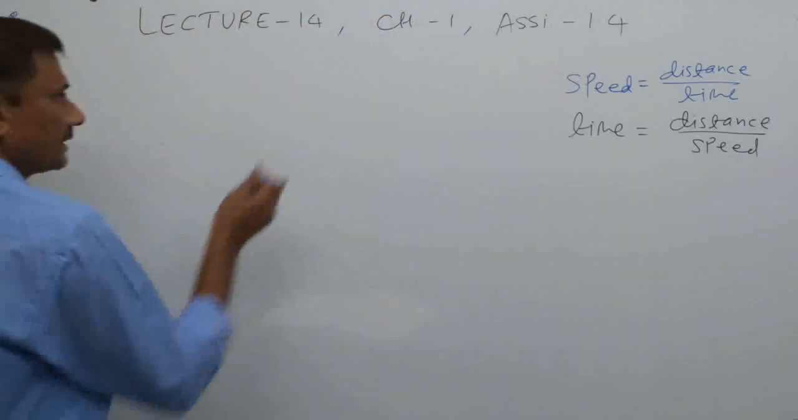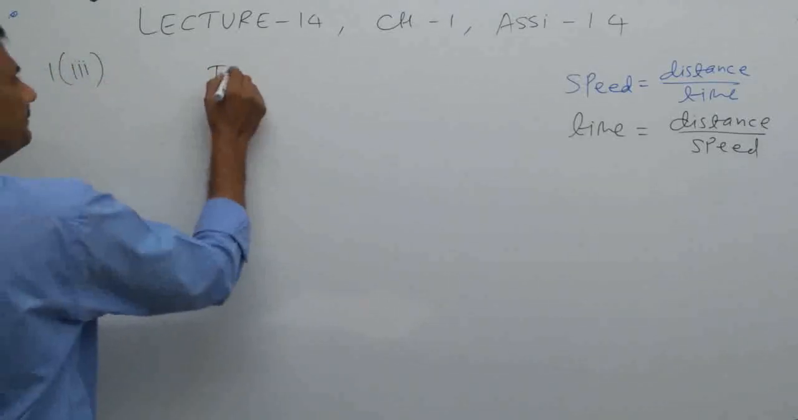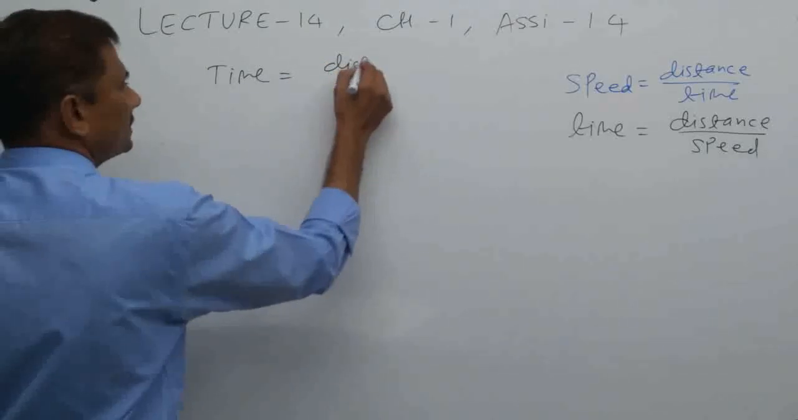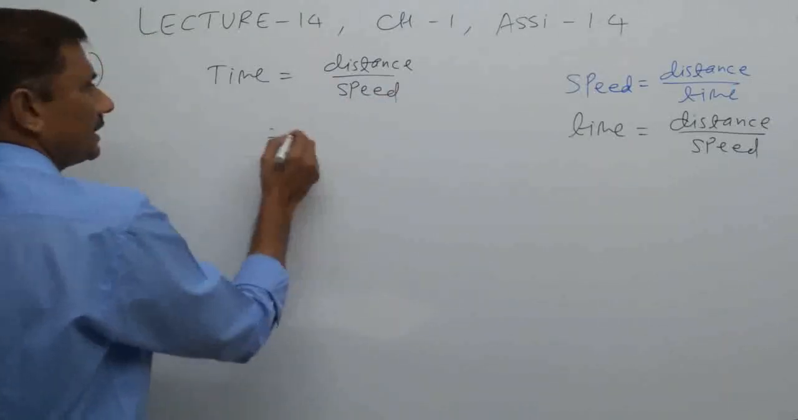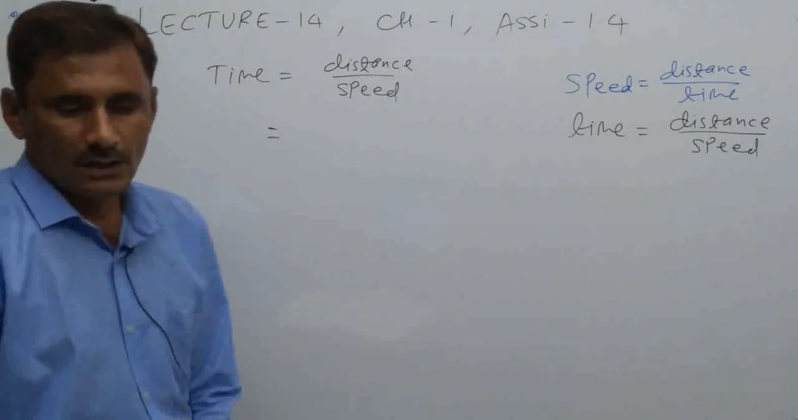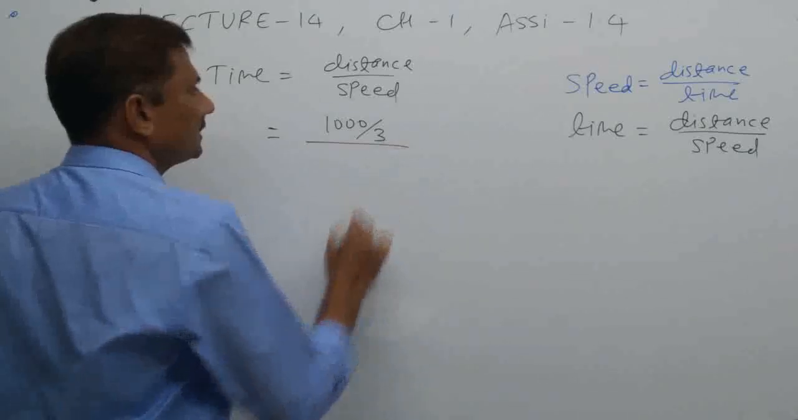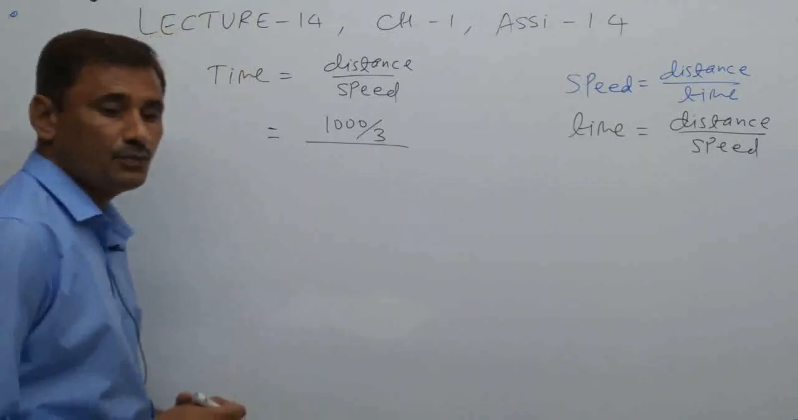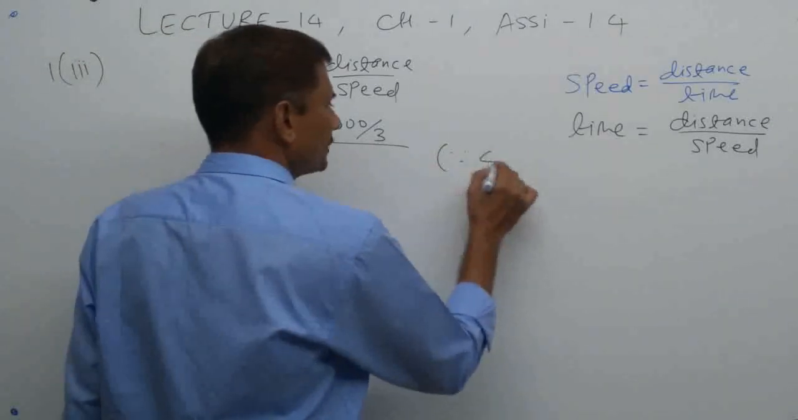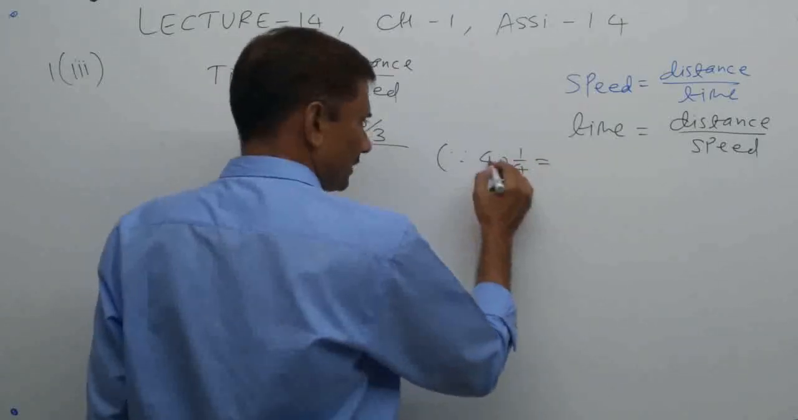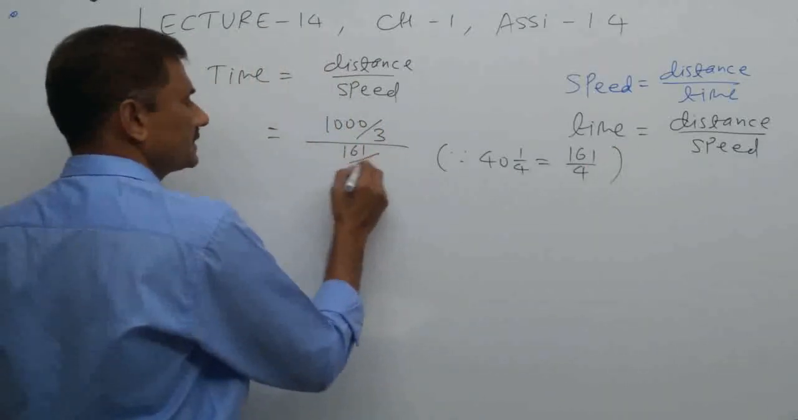So first of all, I am again writing here the formula of time, so time is equal to distance upon speed. Okay, now distance is given as 1000 by 3, so let it be 1000 upon 3. Speed is given as 40 and 1 by 4, here is a fraction, so let us also convert it into a fraction. Actually 40 and 1 by 4 means 4 times 40 is 160 plus 1 is 161 by 4. So I am writing here 161 by 4.